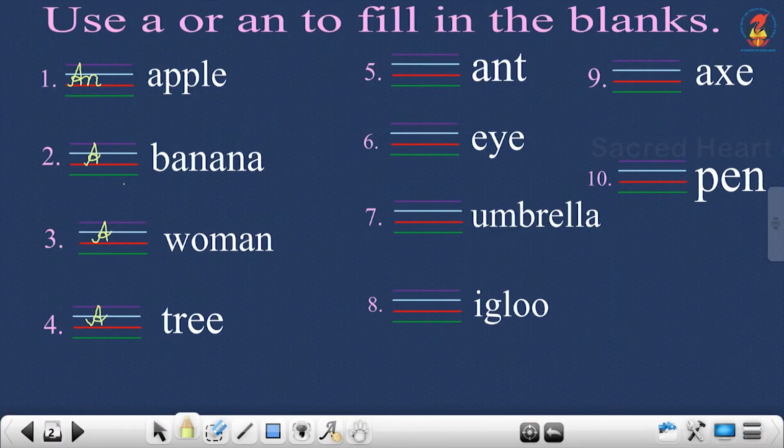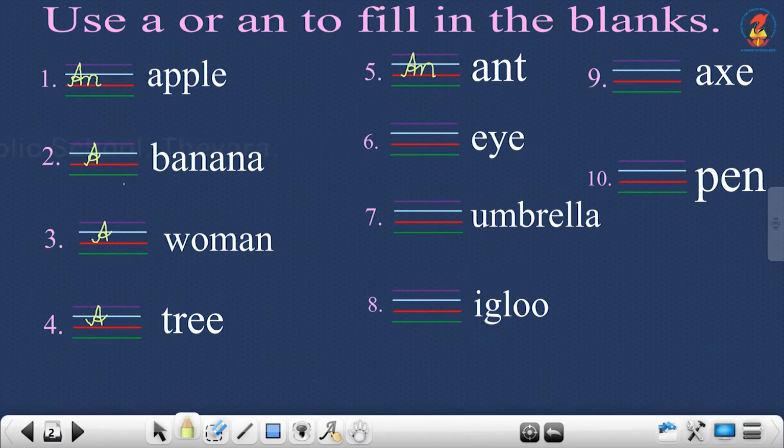Next, let's go to 5th. Dash ant. What do you get here? Right. A-N, an. An ant. Why is it an ant? Because we have A as a vowel. So we are writing an before it.